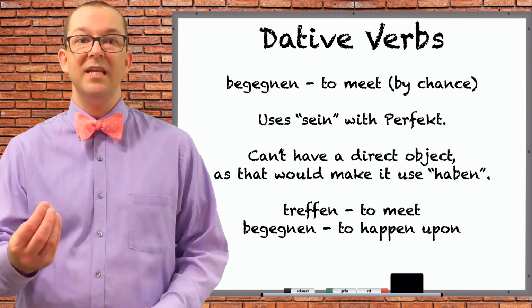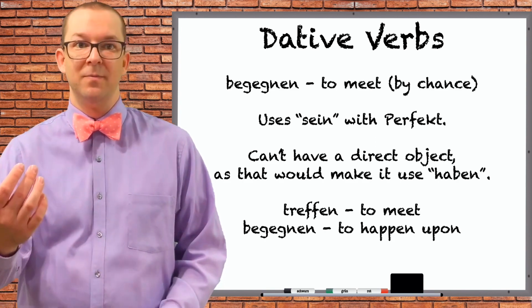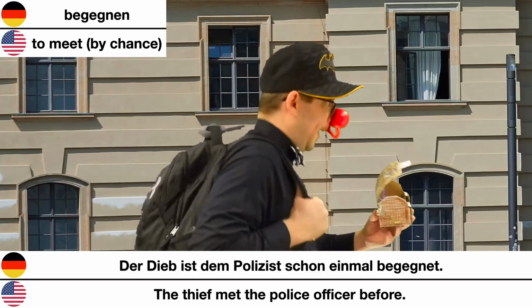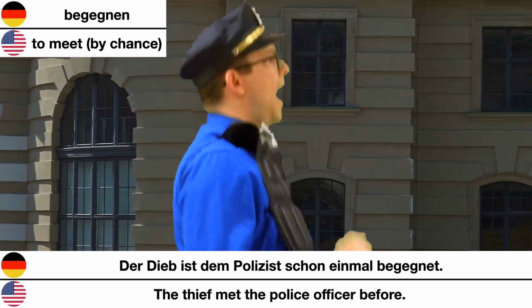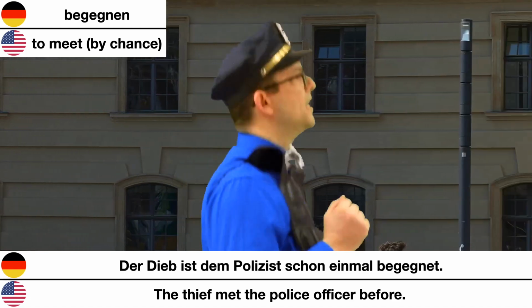It isn't that you are meeting them, that would be treffen. You are going somewhere, and you happen upon them. You meet to them, therefore dative. Begegnen, to meet someone by chance. Der Dieb ist dem Polizist schon einmal begegnet. The thief met the police officer before.